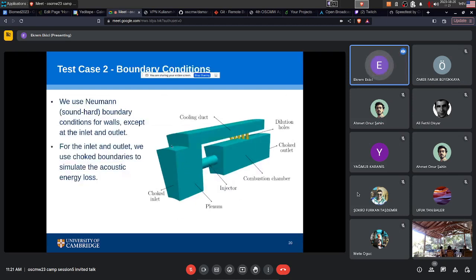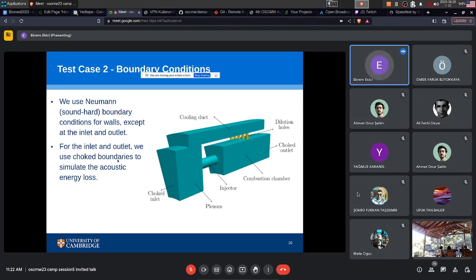I use Neumann boundary conditions except at the inlet and outlet, and these are the choked boundaries. For these yellow volumes, I implemented a fluctuating body force because we also have some acoustic energy loss because of these cooling holes. There is flow separation here, and I need to take that into account when I calculate my eigenvalue.